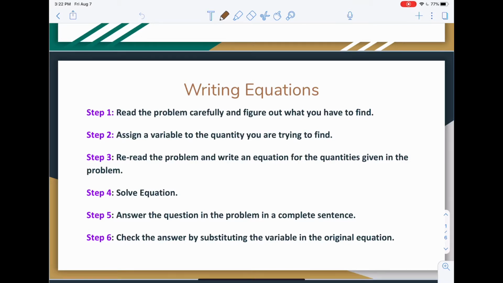Step 1. Read the problem carefully and figure out what you have to find. Step 2. Assign a variable to the quantity you are trying to find. Step 3. Reread the problem and write an equation for the quantities given in the problem. Step 4. Solve the equation. Step 5. Answer the question in the problem in a complete sentence. Step 6. Check the answer by substituting the variable in the original equation.